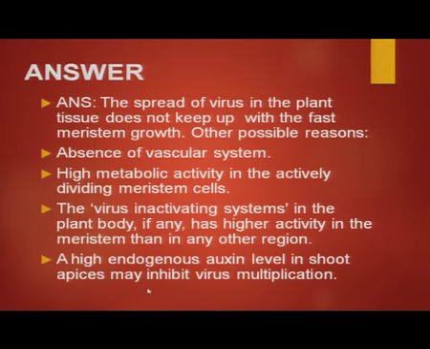Finally, it has been seen that auxins play an important role to keep the plant cultures virus free. So, high endogenous auxin levels in shoot apices may inhibit viral multiplication in the meristems. So, these are the reasons for which we do not find viruses generally growing in the meristematic cells.